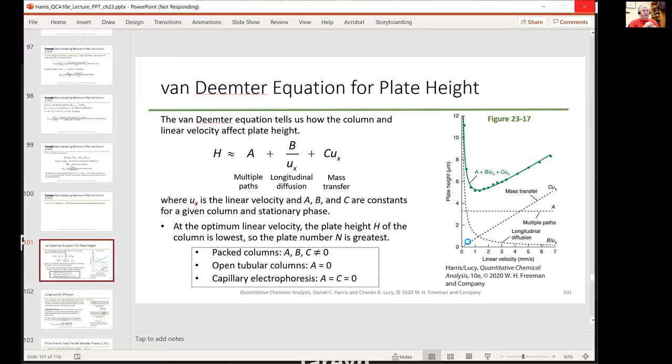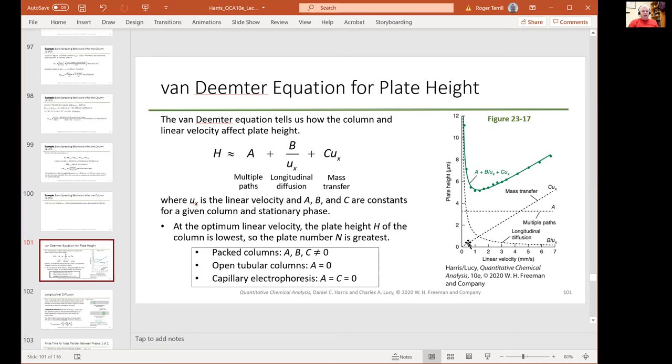Can you guys see or hear me? My computer's doing something. Okay, good. My computer's sort of freaking out here. Good, good. Excellent. Okay, so thank you.